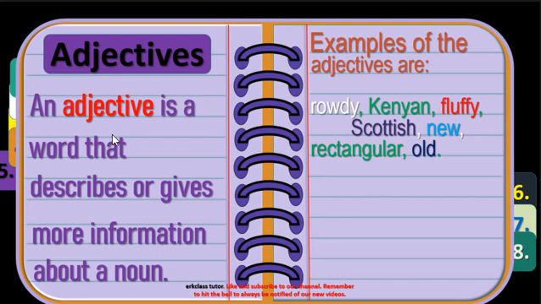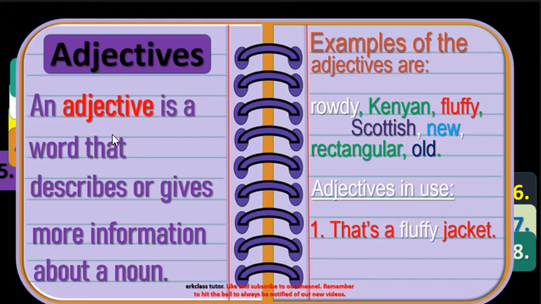For example, from the noun Kenya, we can get the adjective Kenyan to show originality. From Scotland, we get the adjective Scottish. Now, we look at adjectives in use in a sentence.